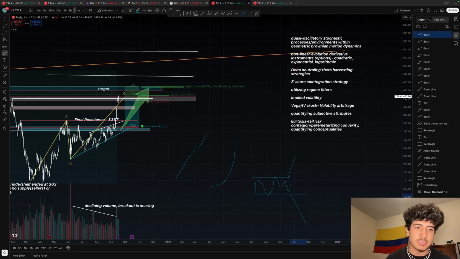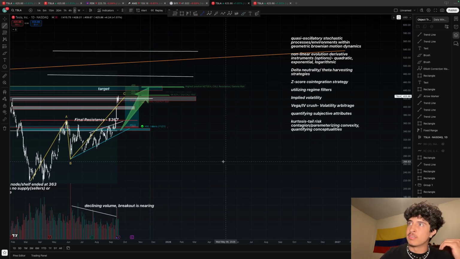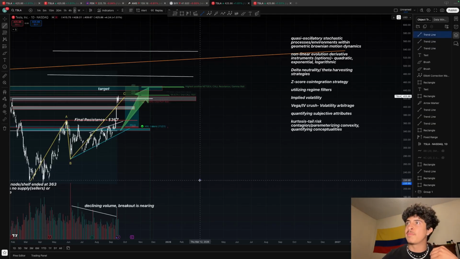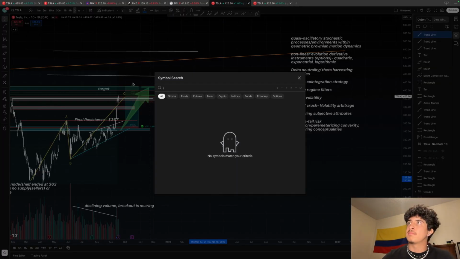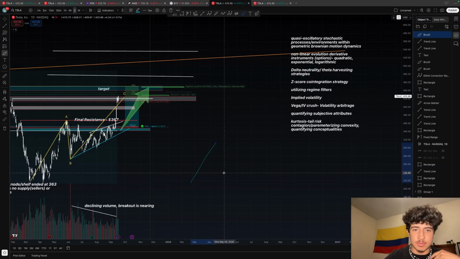So what is a nonlinear evolution derivative instrument? We're going to use Tesla as an example. Let's say you buy one Tesla share at $300 and it goes to $400. How much are you going to make? $100, right? So your profit path is going to look like a straight line. And yeah, that's your profit path if you were to own one Tesla share and it went to 400.